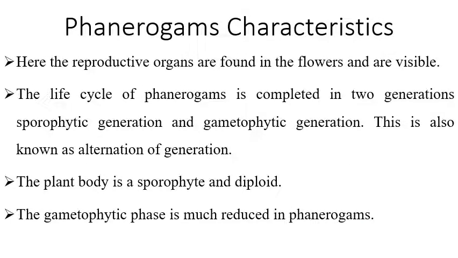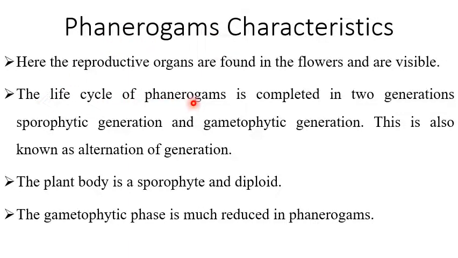In phanerogams the reproductive organs are found in flowers, and these are visible, as I already told you, androecium and gynoecium are the reproductive parts, which are easily visible. We need not dissect them to see, unlike cryptogams, where the gametes are actually hidden, and hence these plants are called cryptogams. Here gametes are visible, hence this group of plants is called phanerogams.